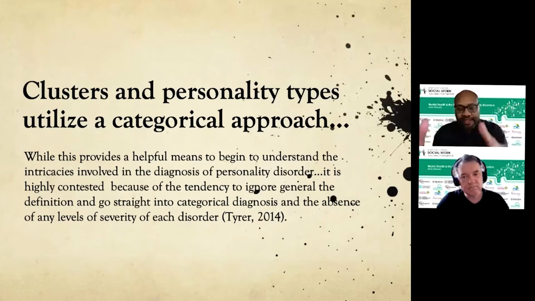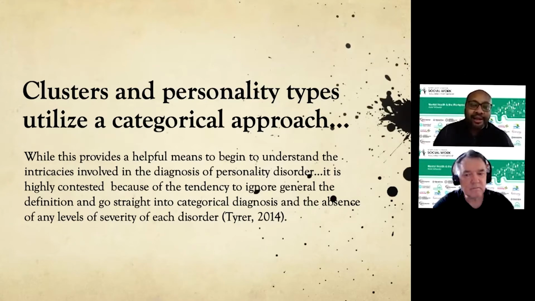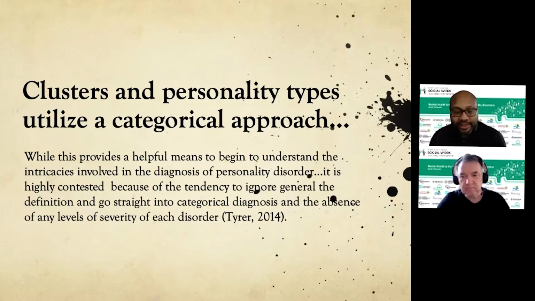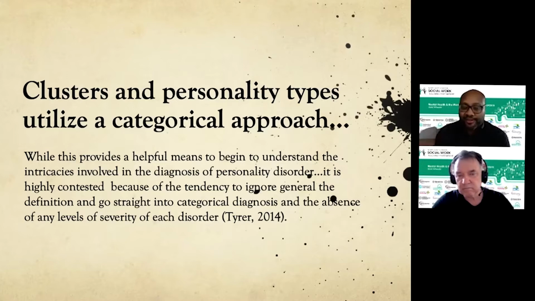Clusters, as we see here, utilize a categorical approach. So as people explored and as research was done, it was realized that clustering these personalities, clustering things into types and categorizing them is a useful way. That's how we think, in terms of clusters and groupings, and we group things together. And I'll read this. However, while this provides a helpful means to begin to understand the intricacies involved in the diagnosis of personality disorder, it is highly contested because of the tendency to ignore the general definition and go straight to a categorical diagnosis and the absence of any levels of severity of each disorder.